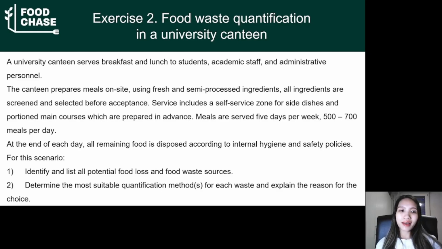For this scenario, we have two tasks. The first task is identify and list all potential food loss and food waste sources. The second one is determine the most suitable quantification methods for each waste and explain the reason for the choice.